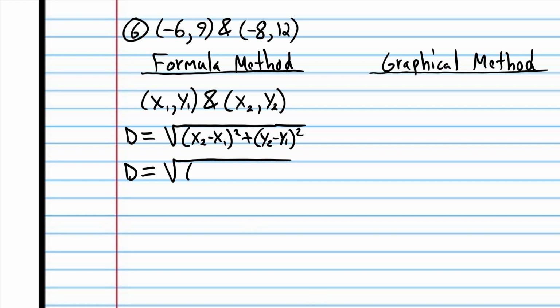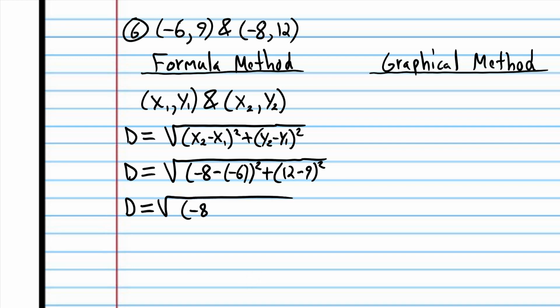So x2 is -8, x1 is -6. So you see we have a double negative there. Be very careful. And y2 is 12, and y1 is 9. And so we have -8 plus 6. That might be a source of error there for you. And 12 minus 9 is 3.